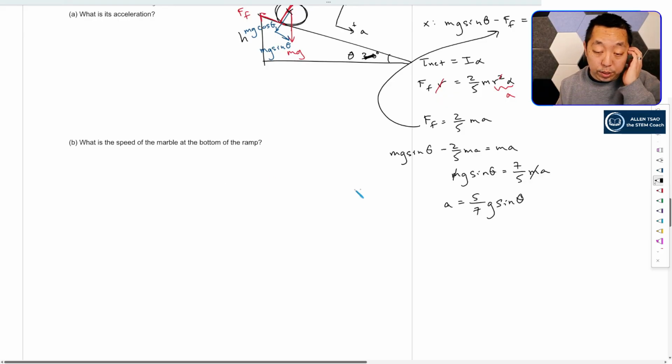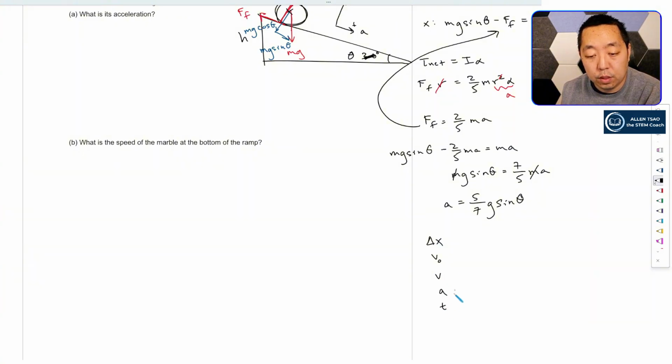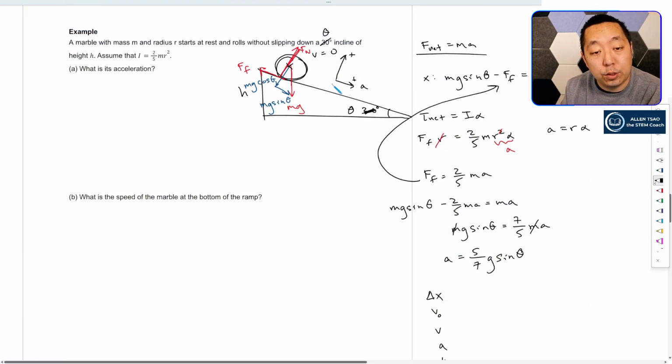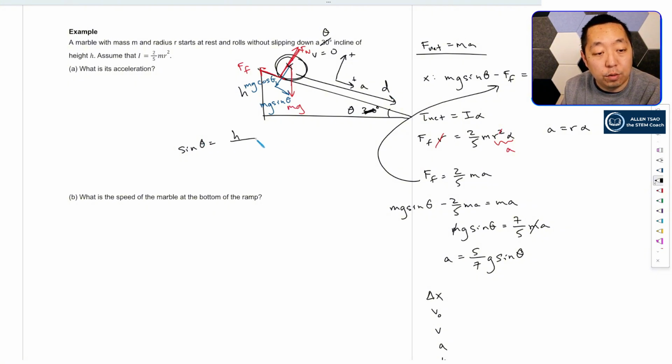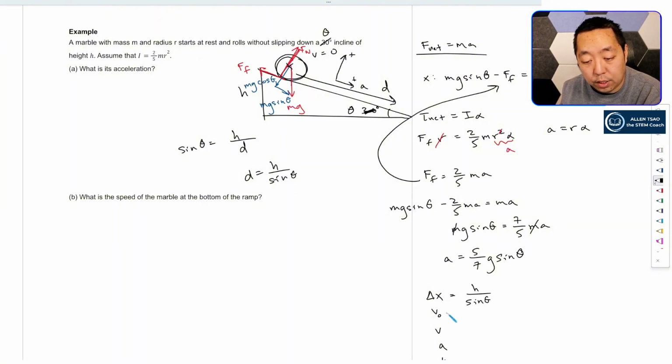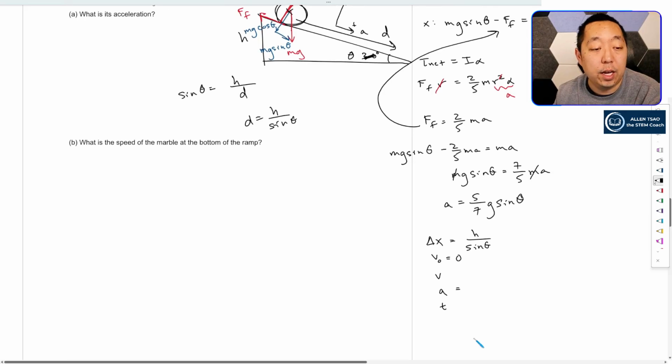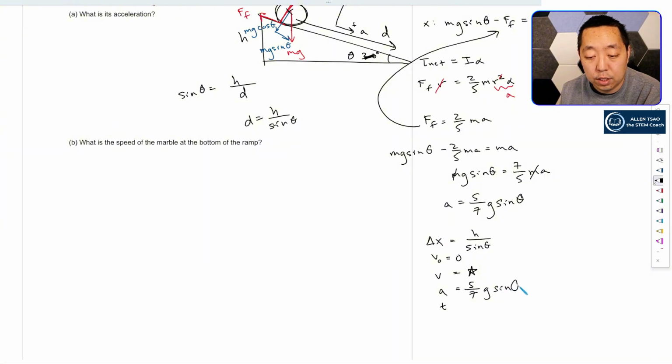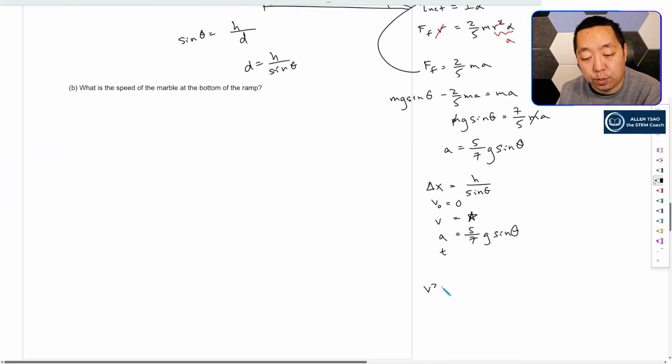Now, what's the speed of the marble? We could use kinematics for this. If we use kinematics, you would ask how far did we travel down the ramp. Sine of theta would be opposite over the distance here, so h over d. So d is going to be h over sin θ. So how far we travel down the ramp, the displacement, is h over sin θ. The initial velocity is 0. We want the speed here, and the acceleration is 5/7 g sin θ.